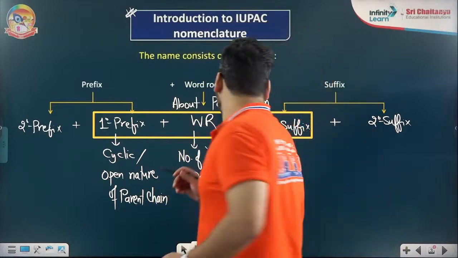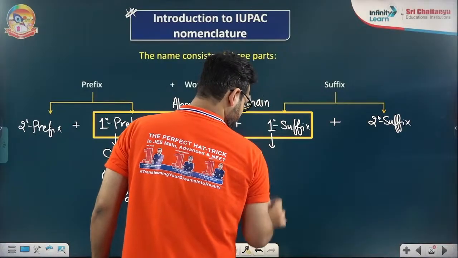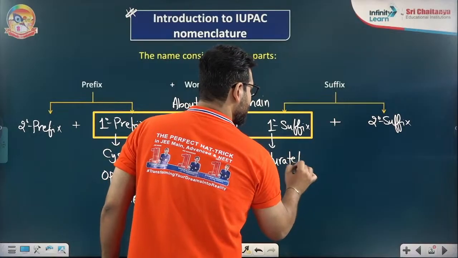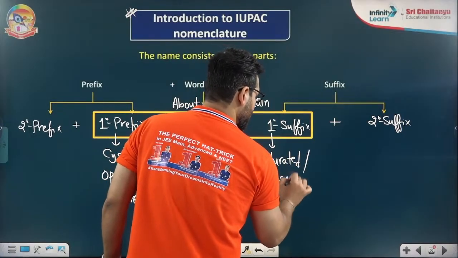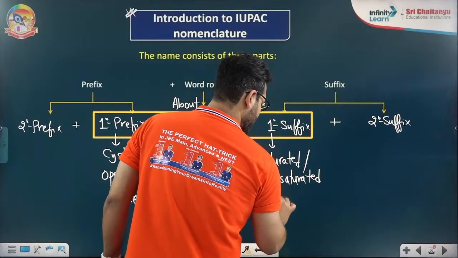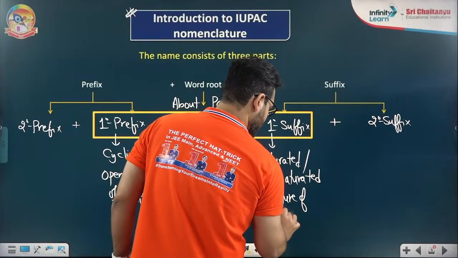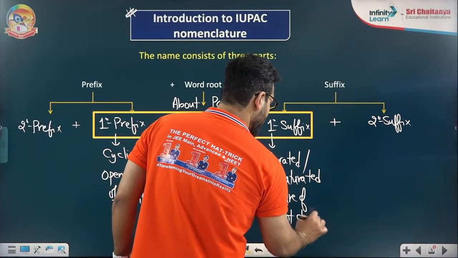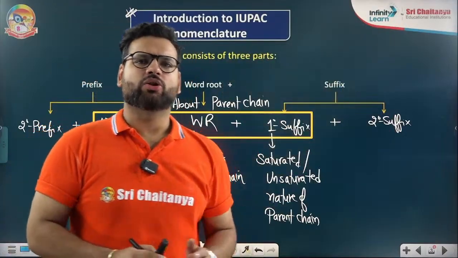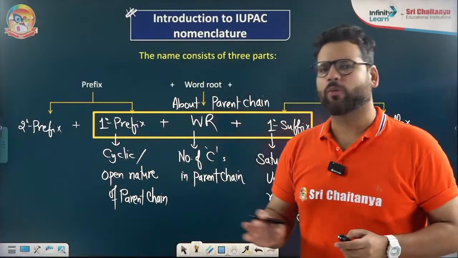Okay. So what is primary suffix going to tell you? It will tell you the saturated/unsaturated nature of parent chain. Only parent chain. Okay, nothing about the side chains. So we have only learnt about the parent chain till now. Okay, I hope it is clear.